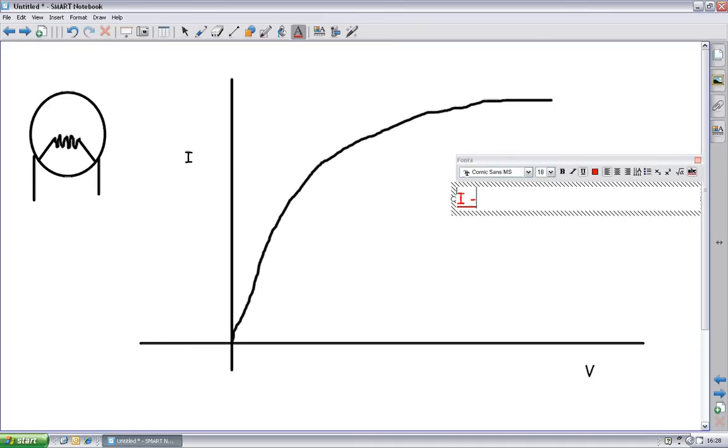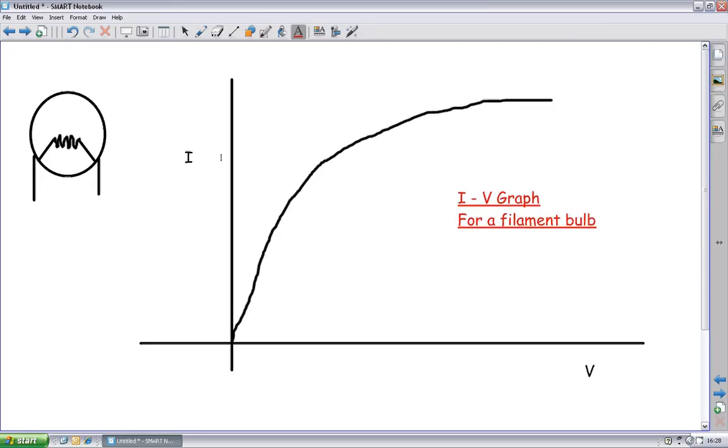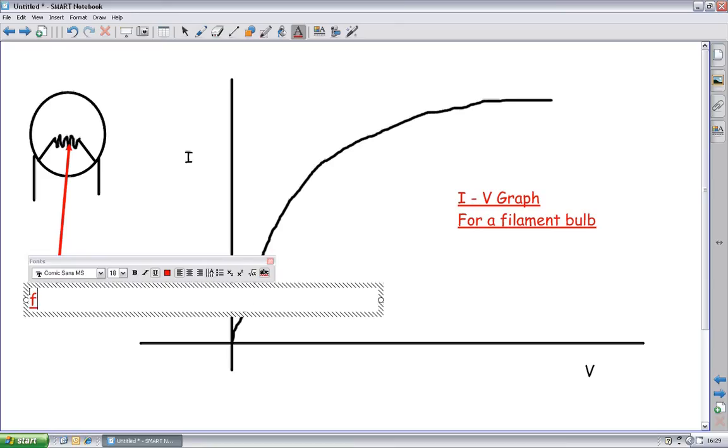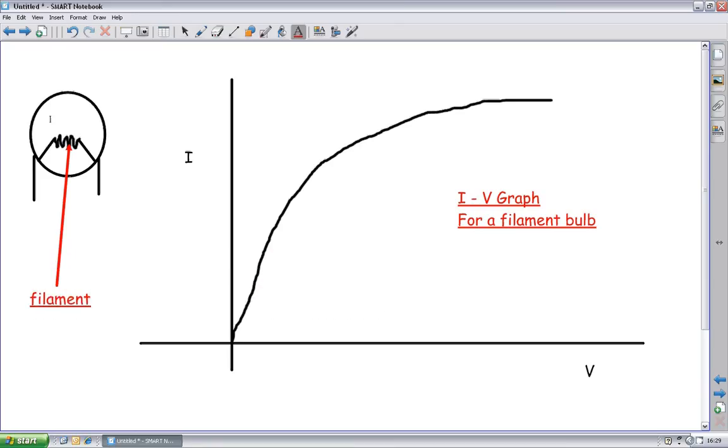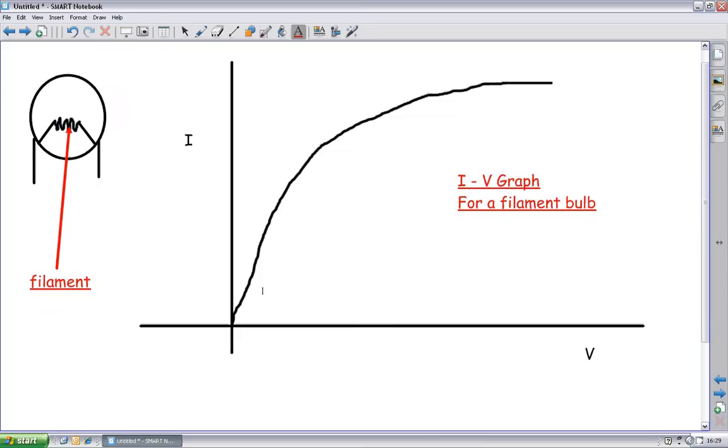So this is an IV graph for a filament bulb. And just to make sure that we're not taking anything for granted, this little bit that's actually inside the light bulb is called a filament. It's a thin piece of metal that warms up and glows when you pass current through it.